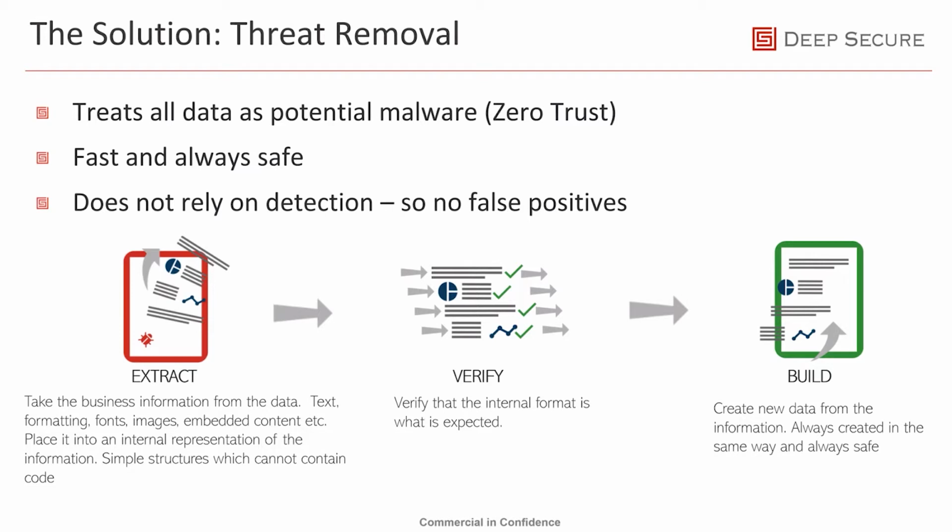Once verified, a brand new file is created and the XDS is used to populate it. The result is a file that looks and feels like the original, but only contains the information, not any malware. This process is fast and so can be applied to real-time use cases such as web browsing.